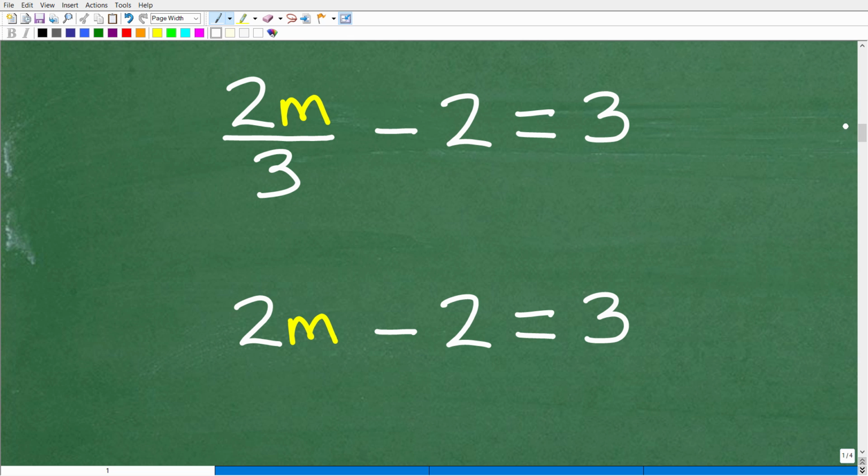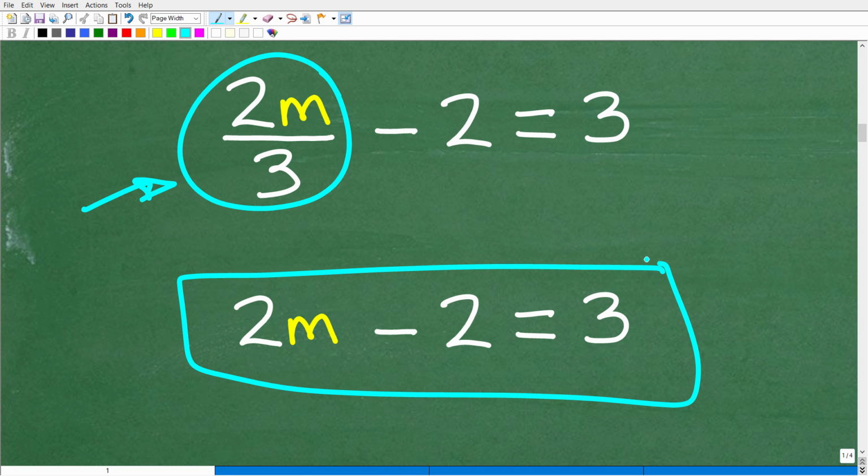All right, so here we have another kind of extenuating circumstance for some of you out there that might be confused in this equation, and that is this fraction. I'll talk more about this here in a second. So let's simplify this down. Let's get rid of the fraction, and we'll just have 2m minus 2 is equal to 3. All right, so this equation, again, requires 2 steps.